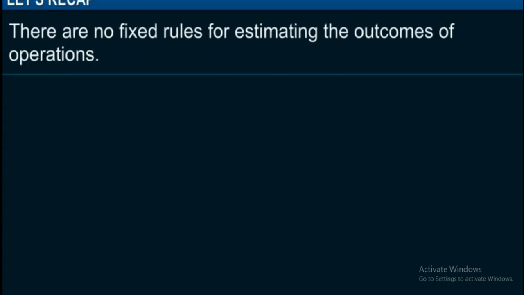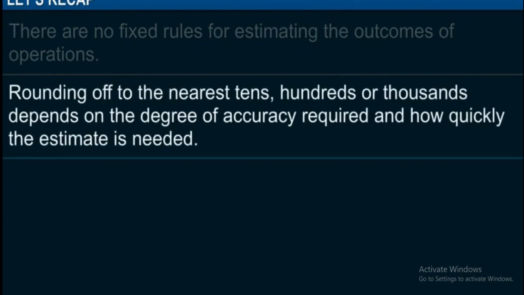In this module, you learnt that there are no fixed rules for estimating the outcomes of operations. Rounding off to the nearest tens, hundreds, or thousands depends on the degree of accuracy required and how quickly the estimate is needed.